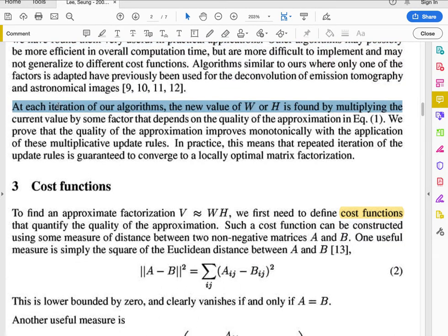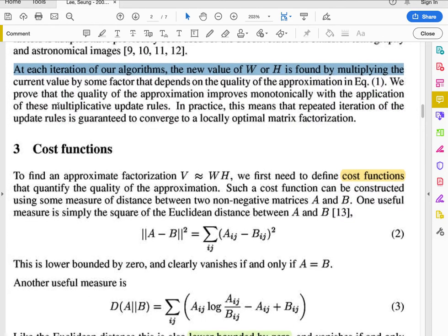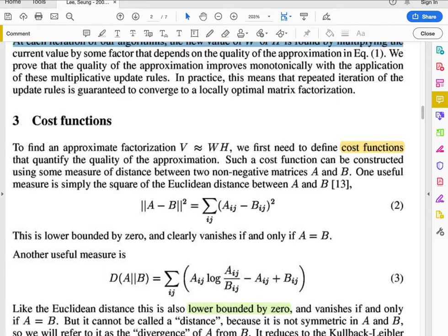This is how you write a paper. Unless you do it, it won't be accepted. At each iteration of our algorithms, the new value of W or H is found by multiplying. This is fine. This is what we'll find.